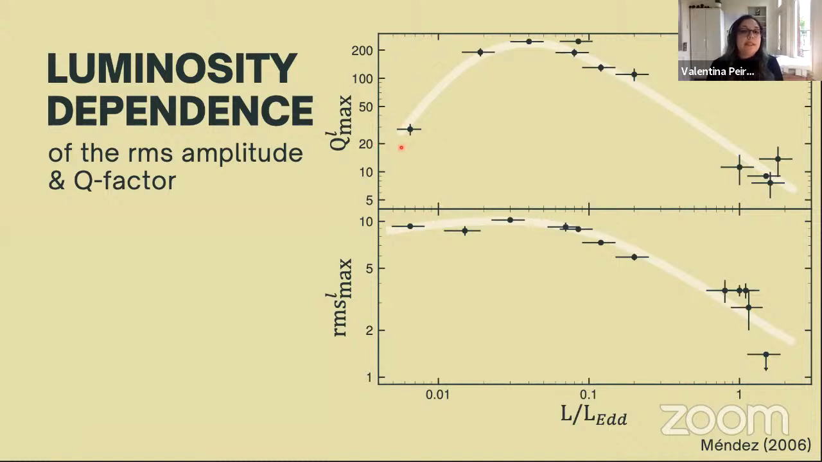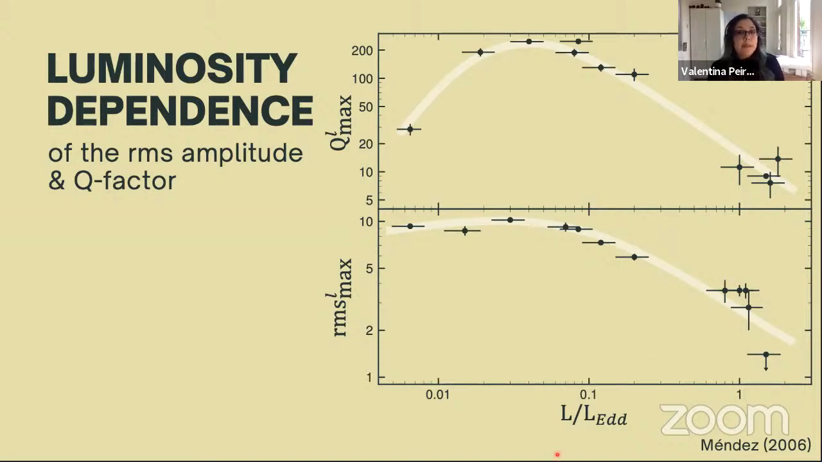So what he found is that Q max increases and then decreases with luminosity, and the RMS remains constant up to a certain point and then also decreases with luminosity. So here we see that the luminosity, or whatever luminosity is representing in this case, has some effect on the variability of the source.